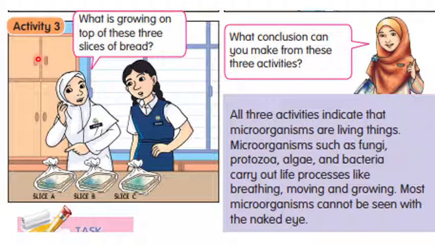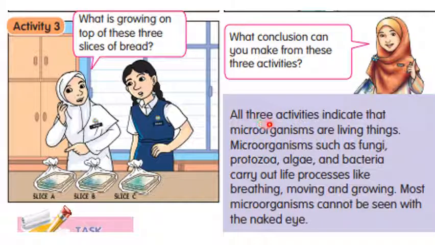So class, these are the results of activity 3. What is growing on the top of these 3 slices of bread? If you see here, there is something growing here. So the conclusion from here is that in this activity, microorganisms can grow.